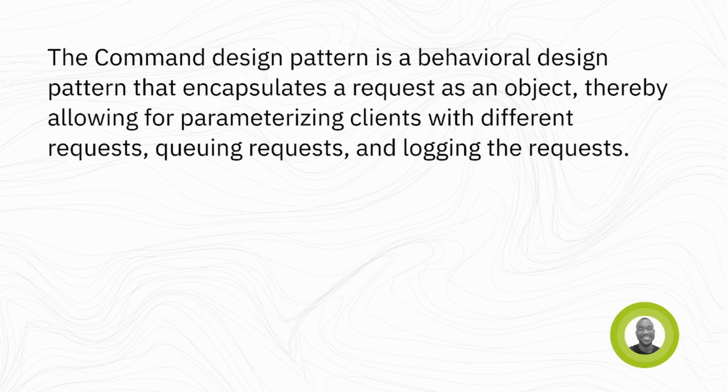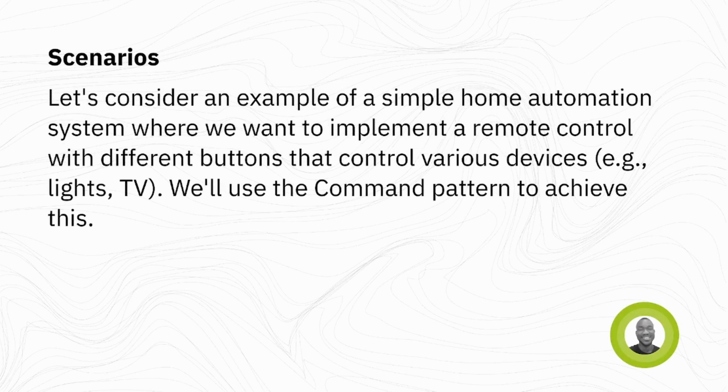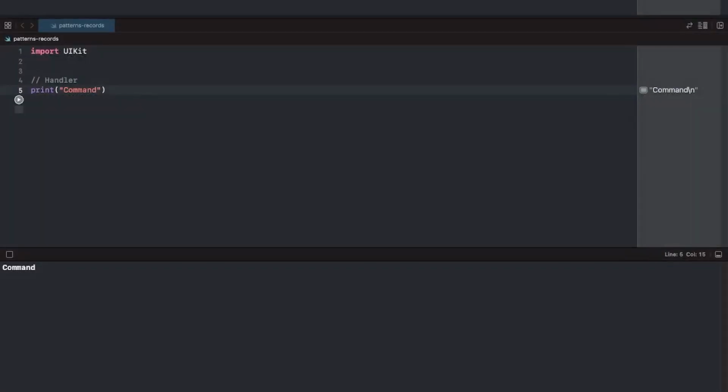To demonstrate this, let's consider this example of a simple home automation where we want to implement a remote control with different buttons that control various devices, e.g. TV, lights. We'll be using the command pattern to achieve this. So let's move into our Xcode and see how we can do this.